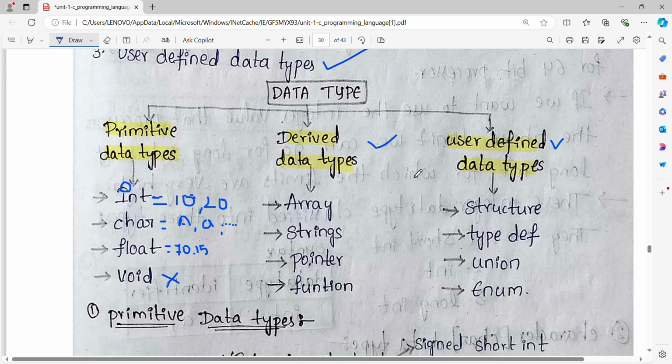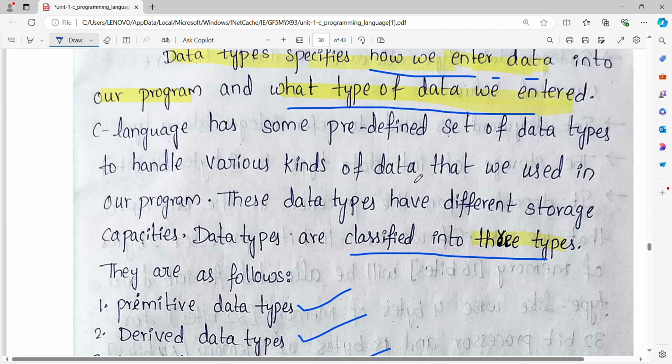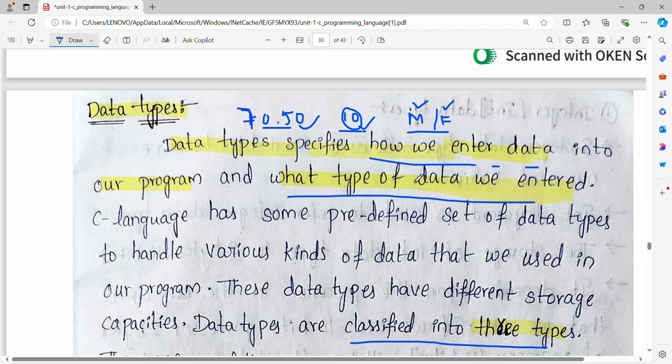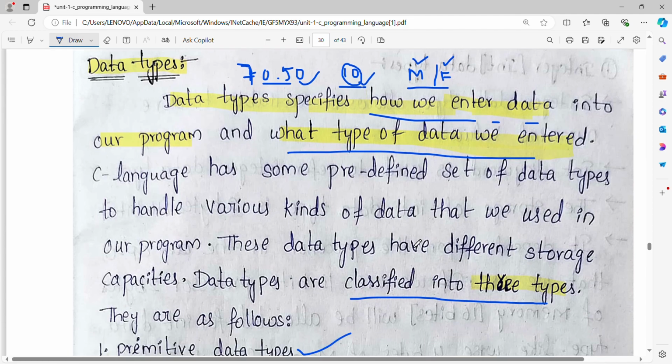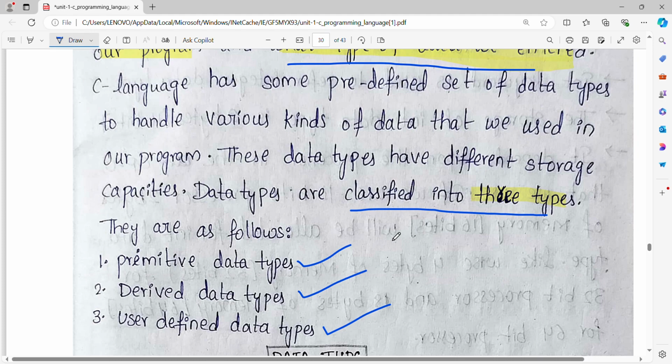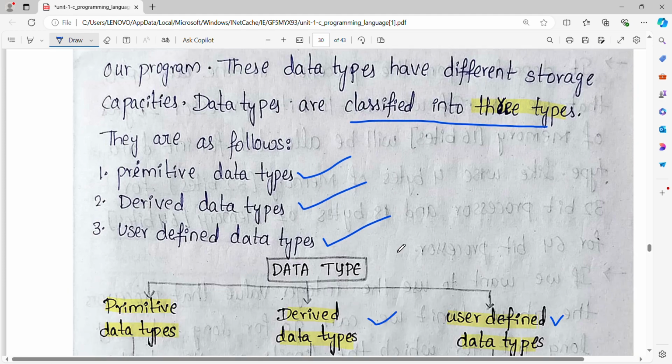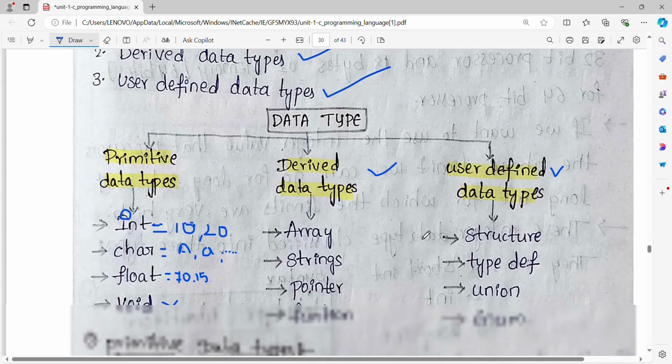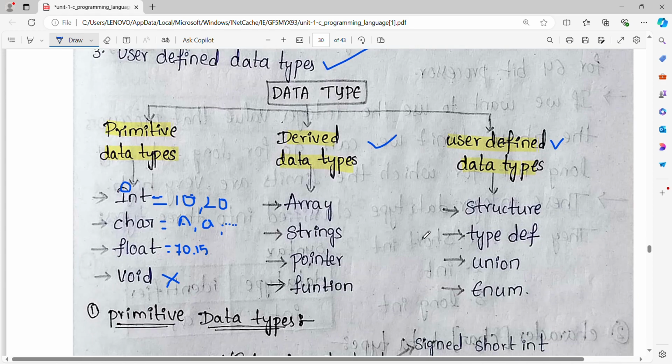According to the concept of data type, meaning what value you are storing and how we enter the data, they are classified into three types: primitive data types, derived data types, and user defined data types. Primitive data types are int, char, float, void. Derived data types are arrays, string, pointers, function. User defined data types are structure, typedef, union, enum.